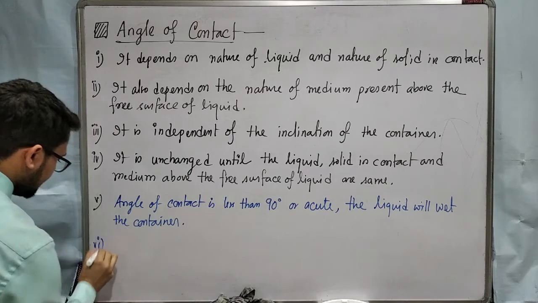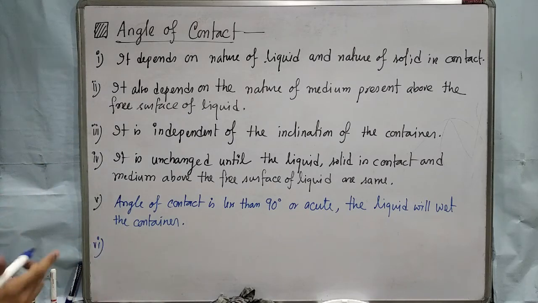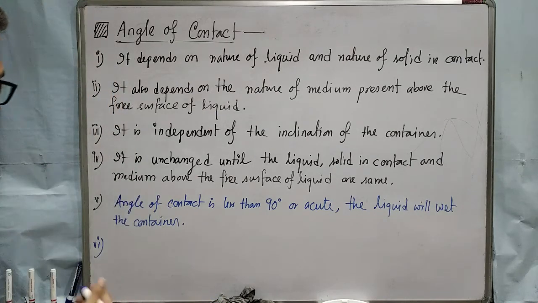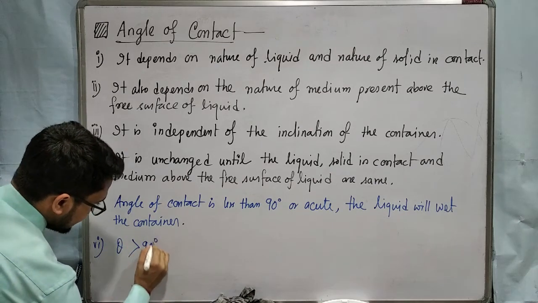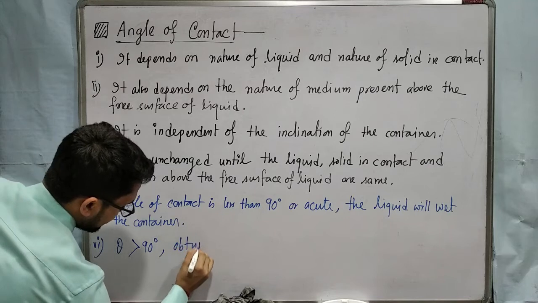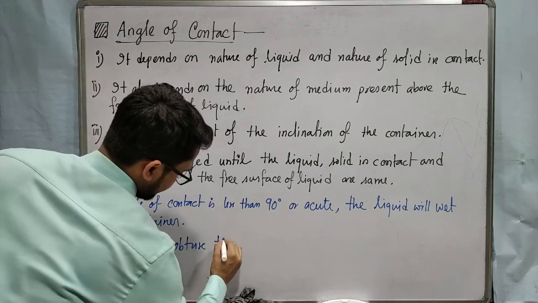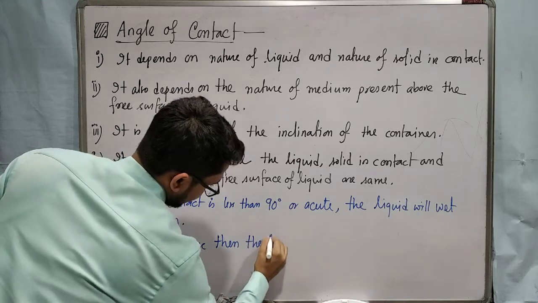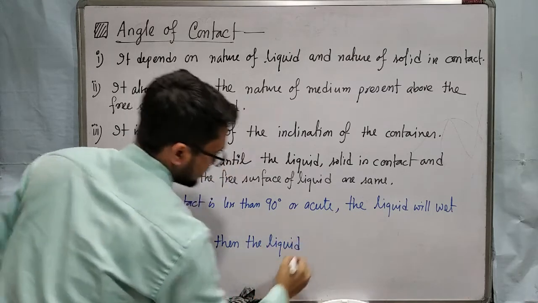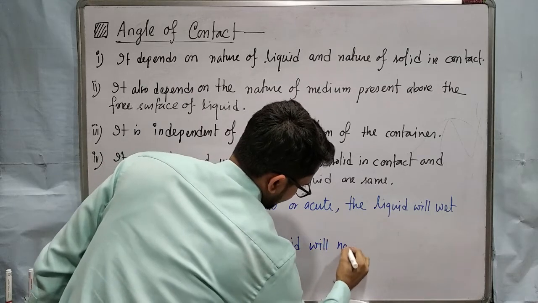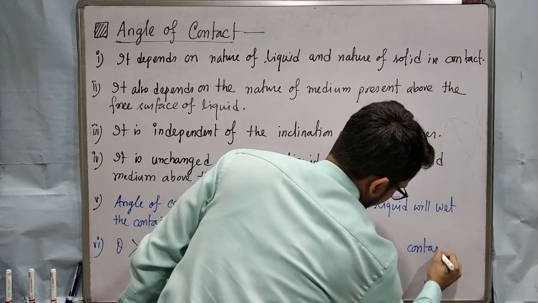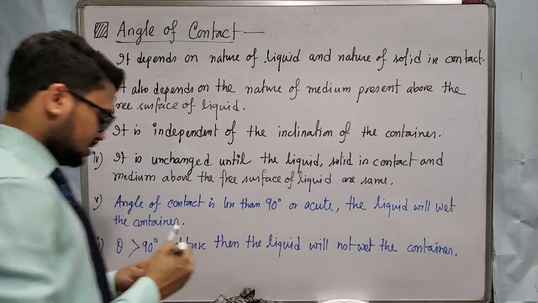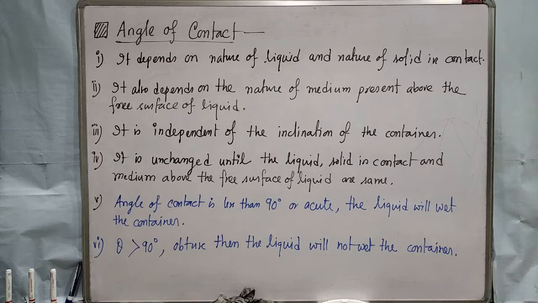Okay, and point number 6, if it is greater or obtuse, then it will not wet, like mercury and glass. Mercury will not wet the container. So if the angle of contact theta is greater than 90 degrees, that means obtuse, then the liquid will not wet the container. So these are the 6 points.